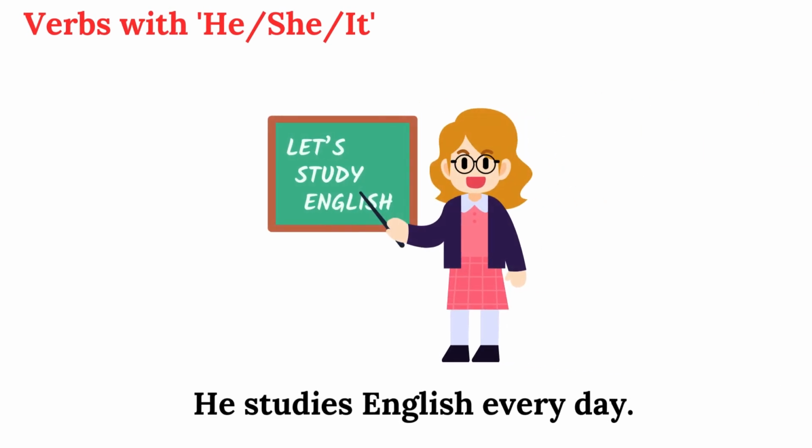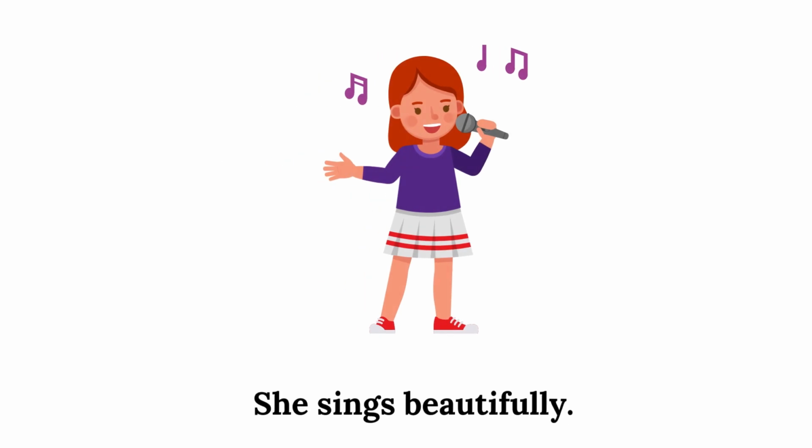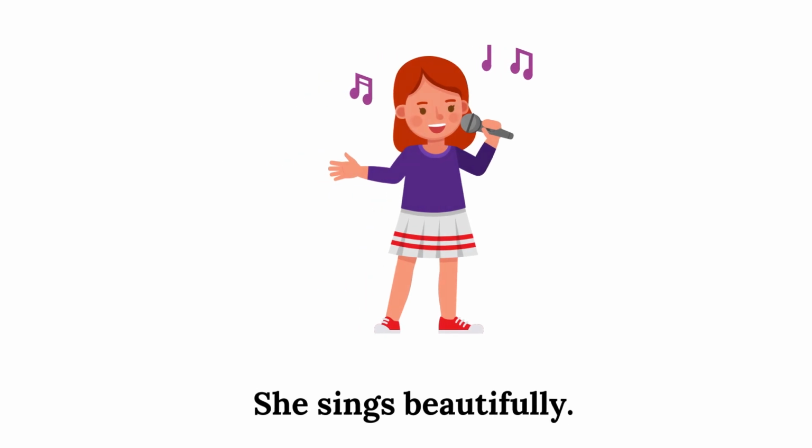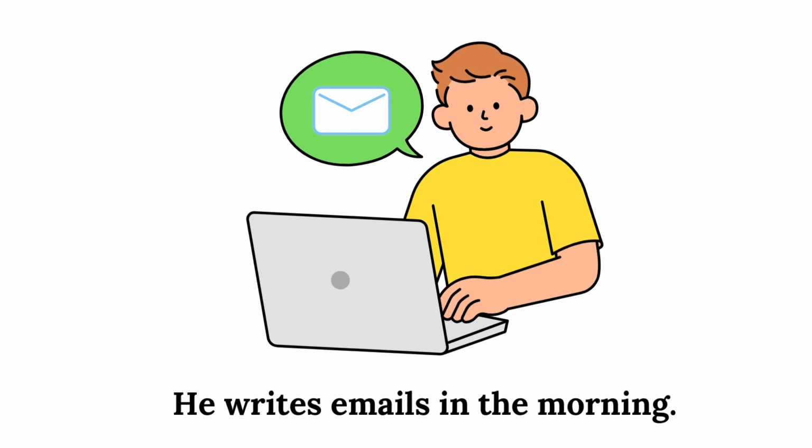Verbs with he, she, it. He studies English every day. She sings beautifully. It rains a lot in the winter. He writes emails in the morning.